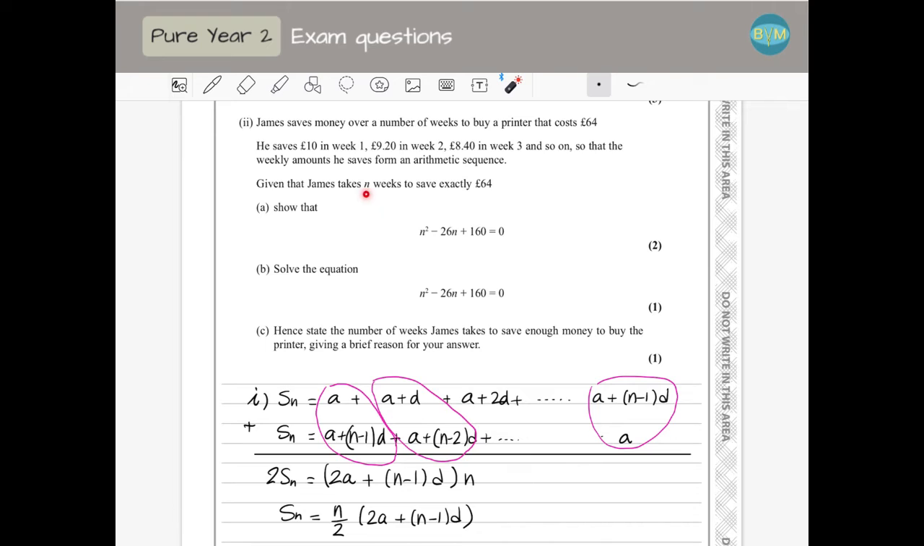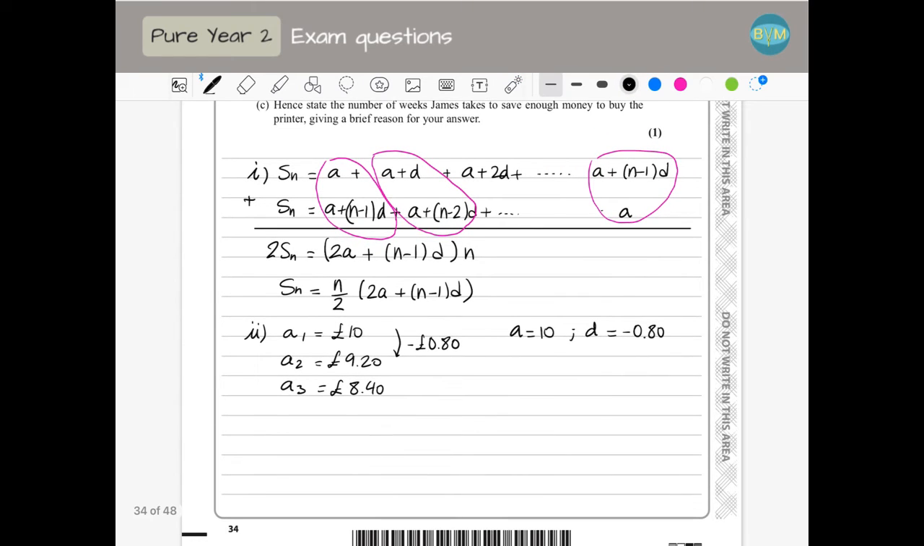So he needs n weeks to save exactly 64, and we have to prove this. The sum of n weeks is going to be n divided by 2 times 2a, a is 10, so 20, I'm just using the formula, plus (n minus 1), we don't know n, times the common difference, which is minus 0.80. So I'm going to write this minus at the front, minus times 0.80. And this must be exactly 64 pounds, right? And this is where the equation comes from.